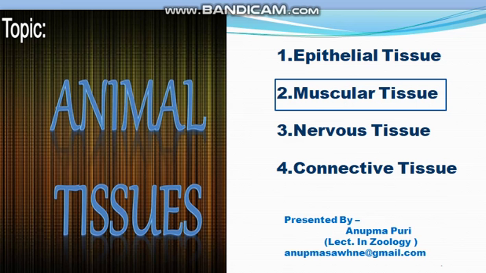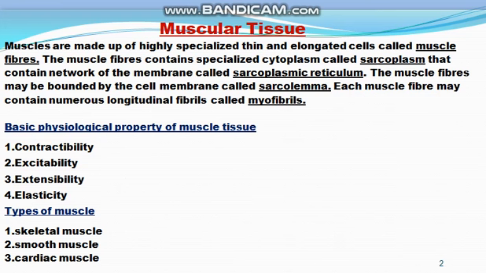Today, in continuation of my presentations on animal tissue, this is my second presentation. In my first presentation, I talked about epithelial tissue, and in today's presentation on animal tissues, I will talk about the muscular tissue. So this is the second presentation on animal tissues. So, muscular tissue. What is muscular tissue?